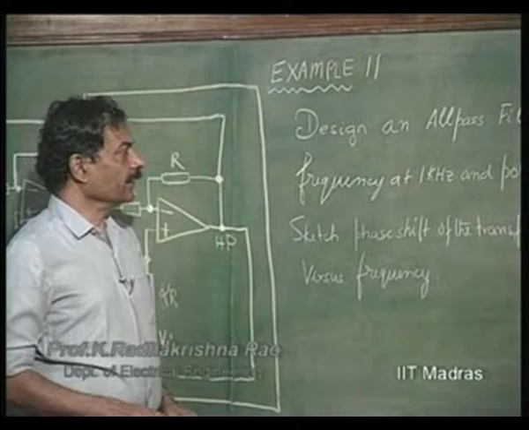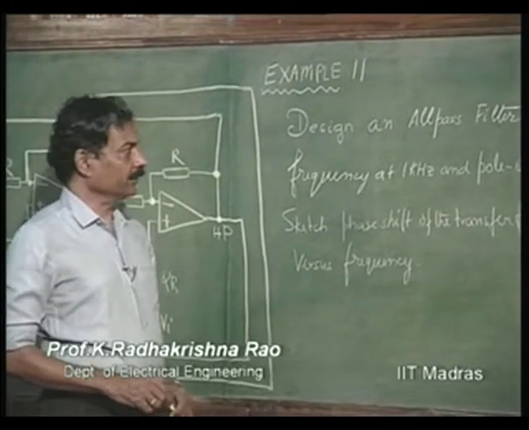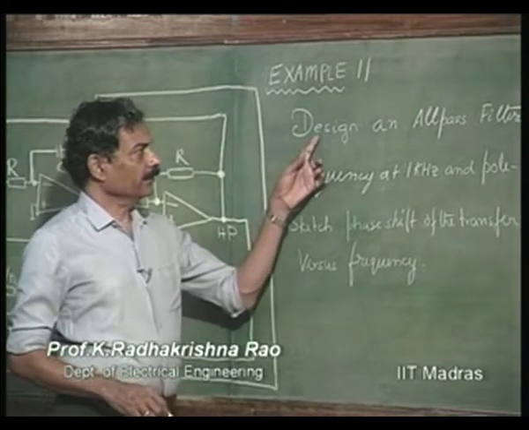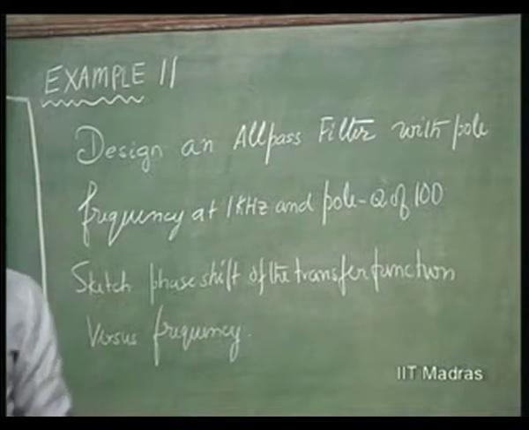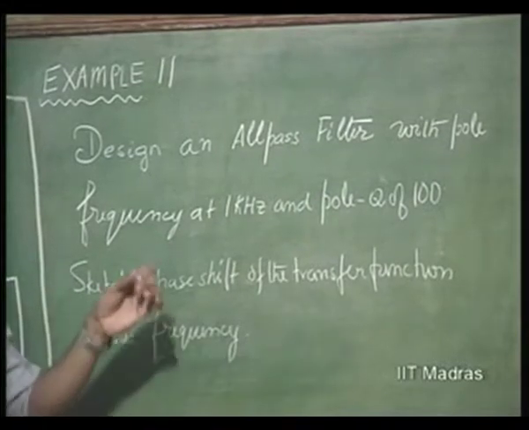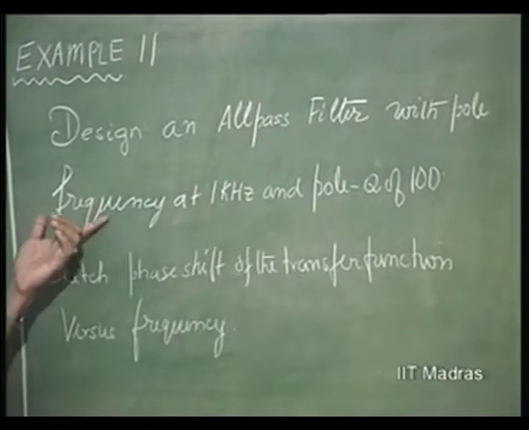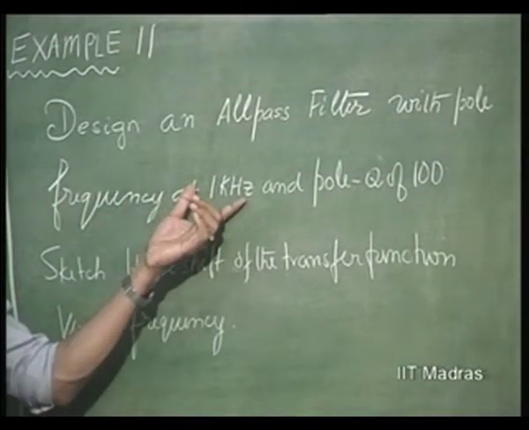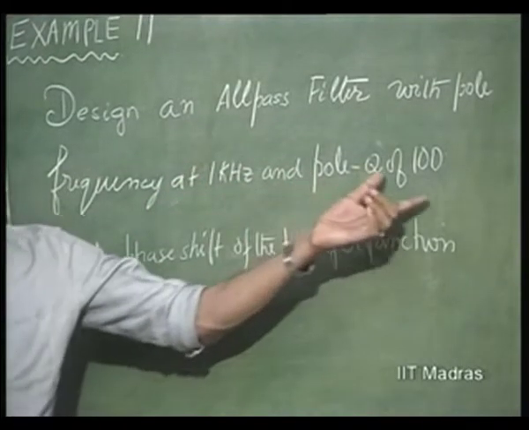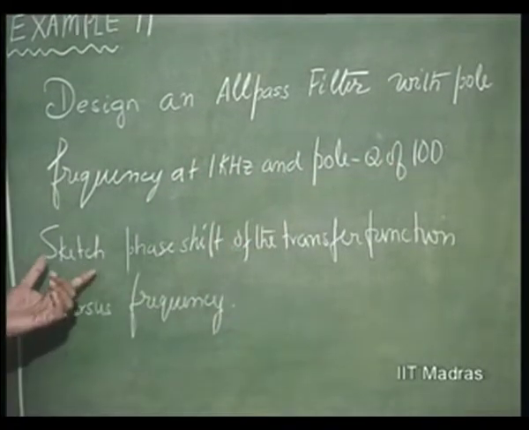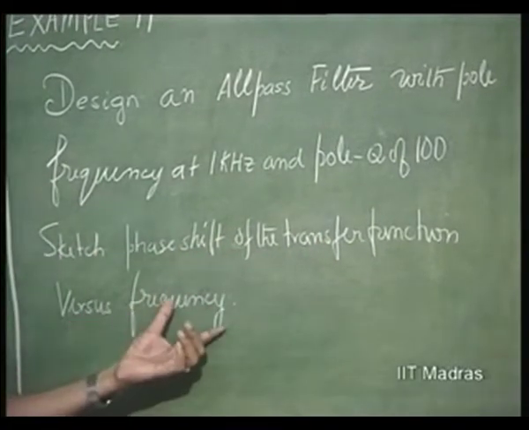Today we will consider example 11, in which we will design another important filter. Design an all pass filter, all pass, that means it will pass all the frequencies. So, what is it going to be used for? Let us see later. With pole frequency at 1 kilohertz, now we have understood pole frequency and pole Q of 100. Sketch phase shift of the transfer function versus frequency, that is important.